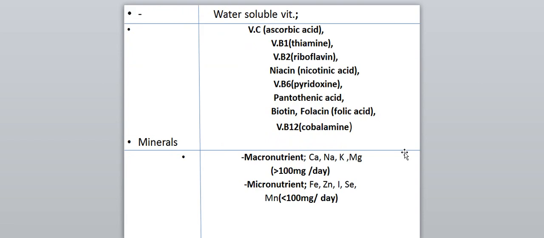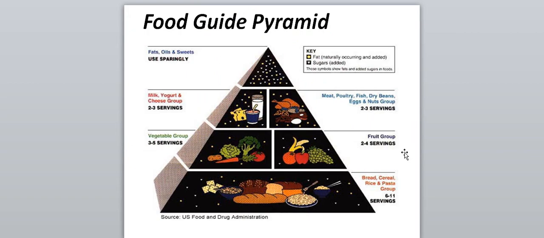And water soluble vitamins: ascorbic acid, vitamin B1 thiamine, B2 riboflavin, niacin, nicotinic acid, pyridoxine vitamin B6, pantothenic acid, biotin, folic acid, and vitamin B12, cobalamin. Minerals: we have macronutrients and micronutrients. Macronutrients like calcium, sodium, potassium, magnesium, more than 100 milligrams per day is required, while the micronutrients, which are iron, zinc, iodide, selenium, manganese, have a daily requirement of less than 100 milligrams per day.